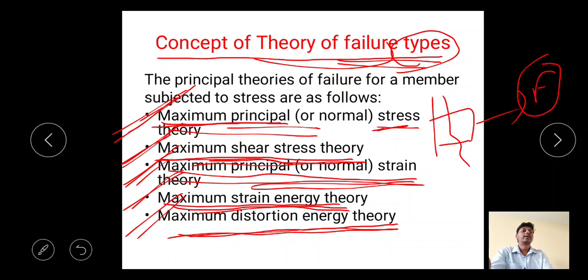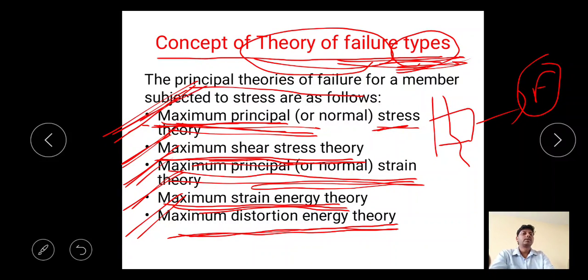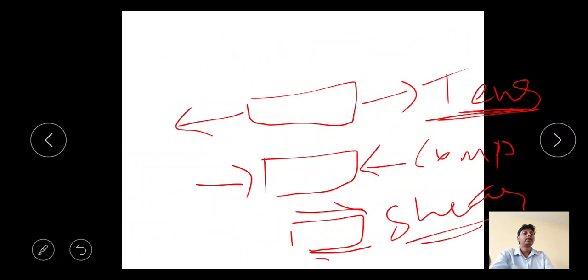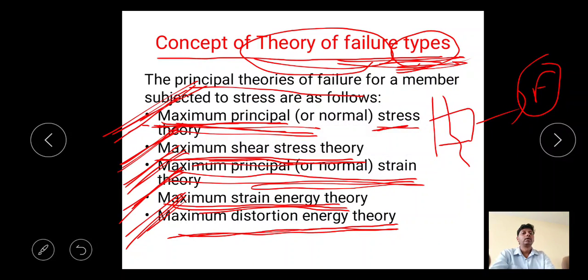These are the different types of theory of failure. You need not go in depth about this; you should know only the names. If they ask in the exam, they will ask you to just write the different types of theory of failure. So you should know the maximum principal stress theory, maximum shear stress theory, maximum principal strain theory, then maximum strain energy and maximum distortion energy theory.